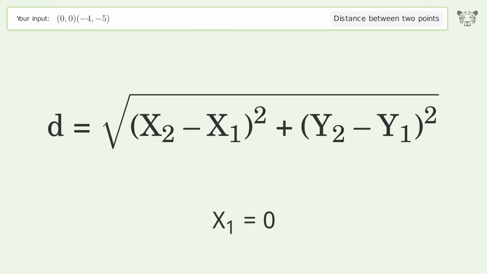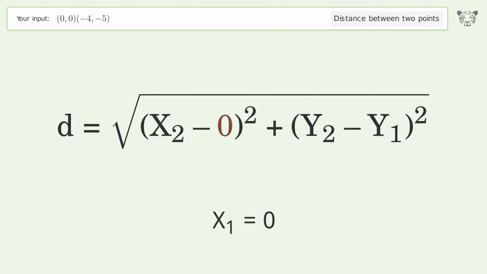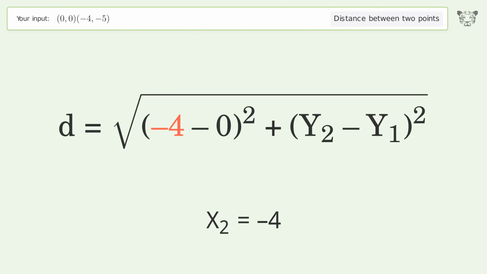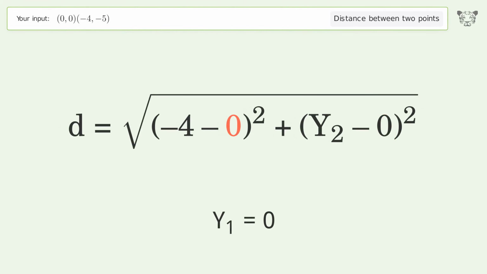x1 equals 0. x2 equals -4. y1 equals 0. y2 equals -5.